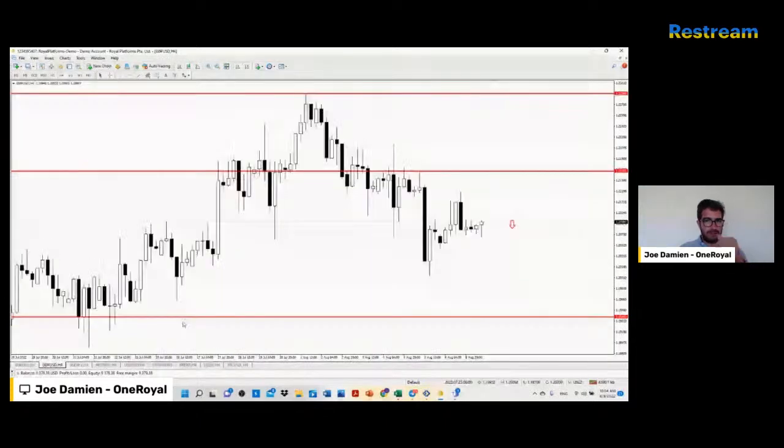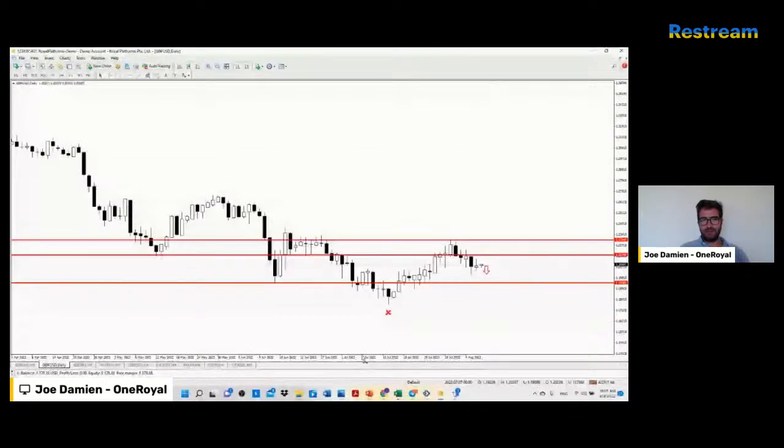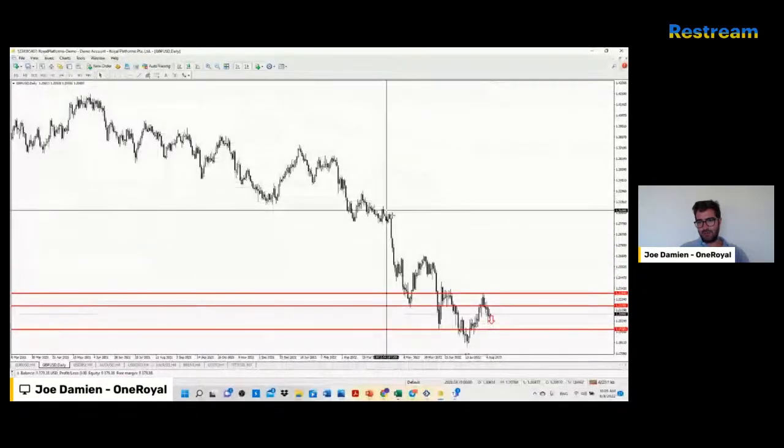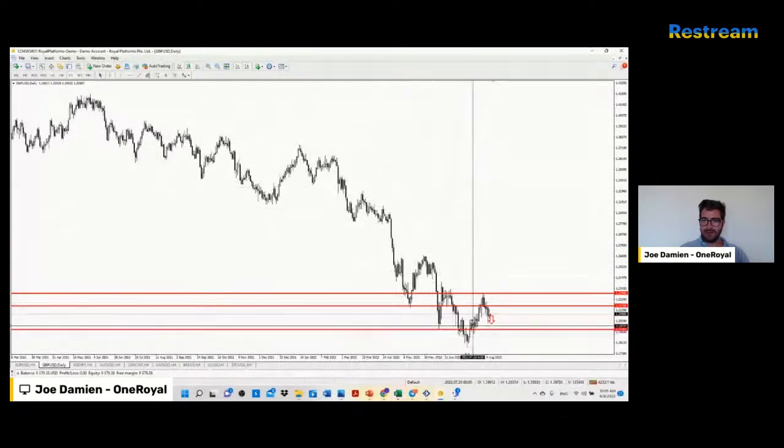GBP USD, starting on the higher time frame. Also, the market is still in a downtrend. Look, if we take this, lower highs, lower lows, lower highs, lower lows. Now we are in a correction.